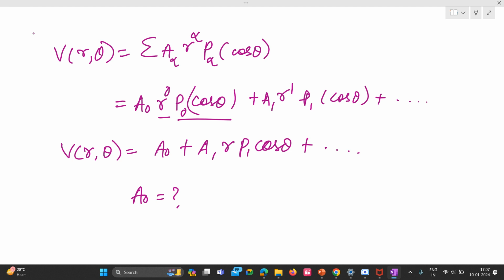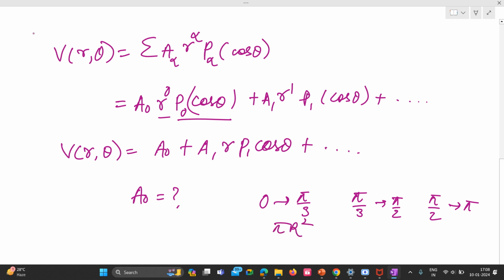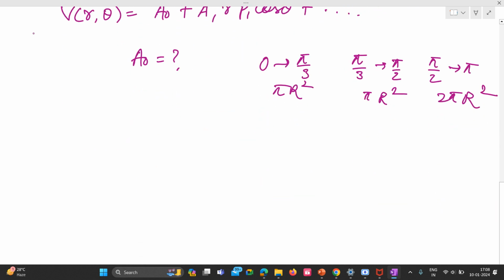Okay, so it can be shown that the area of the sphere from 0 to pi by 3, then pi by 3 to pi by 2, and pi by 2 to pi. What is this area? This is pi r square, this is pi r square, this is 2 pi r square. All right, isn't it?